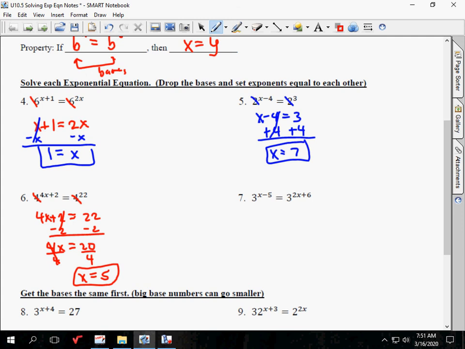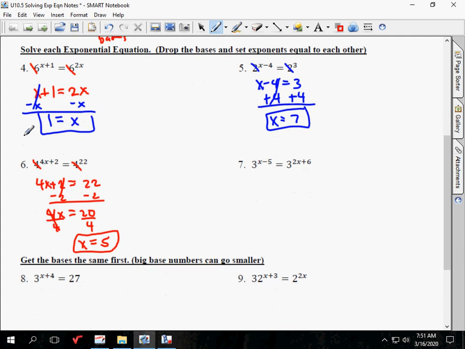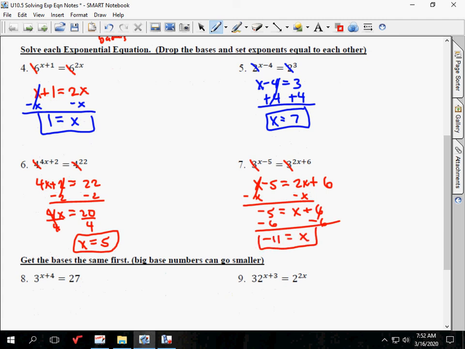All right, number 7. Both bases are the same. So we can cancel the 3's out. Set the exponents equal. All right, and then we'll get the x's on one side, subtract the x over. Then I will subtract 6 over. And so negative 11 is equal to x.